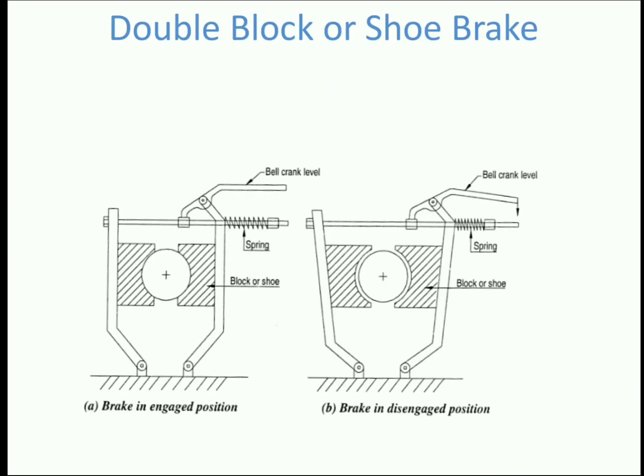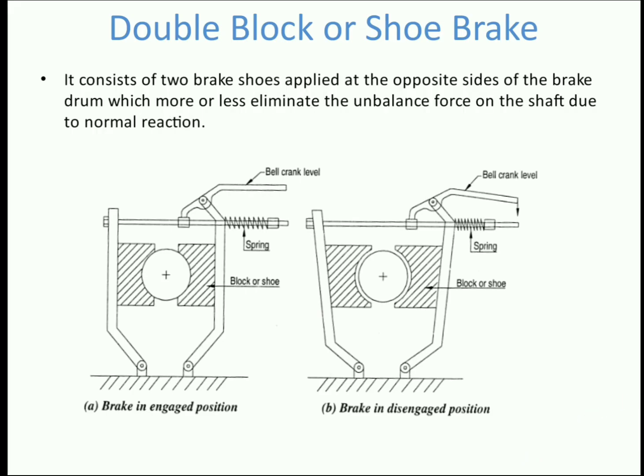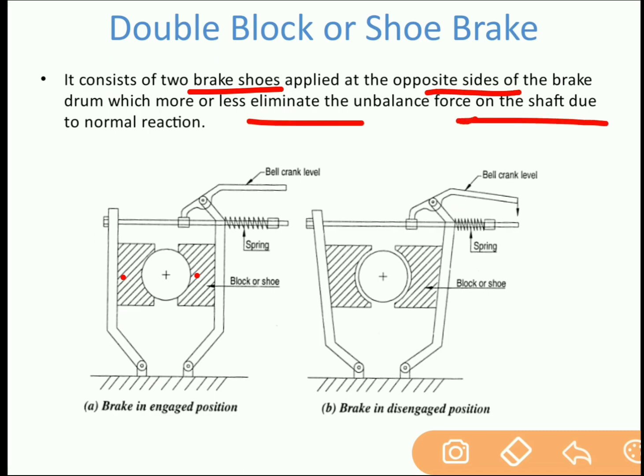Next is the double block brake or shoe brake. You can see the figure of the double block brake. It consists of two blocks on either side of the drum. Two brake shoes are applied at the opposite sides of the brake drum, which more or less eliminates the unbalanced force on the shaft due to normal reaction. These two blocks are connected with the lever and the spring, and there is a bell crank lever over here.